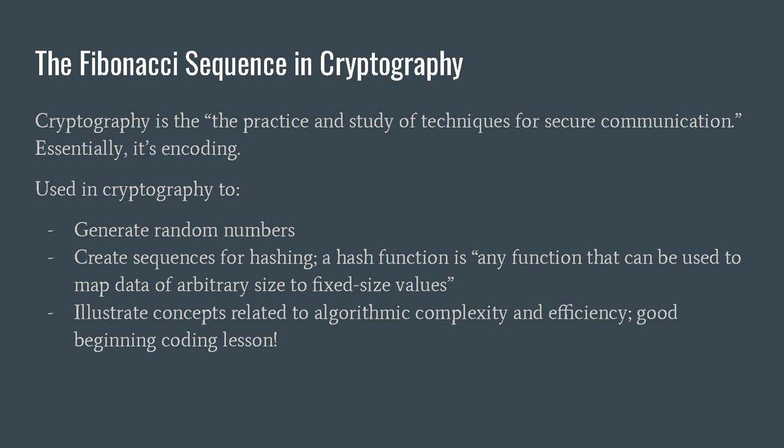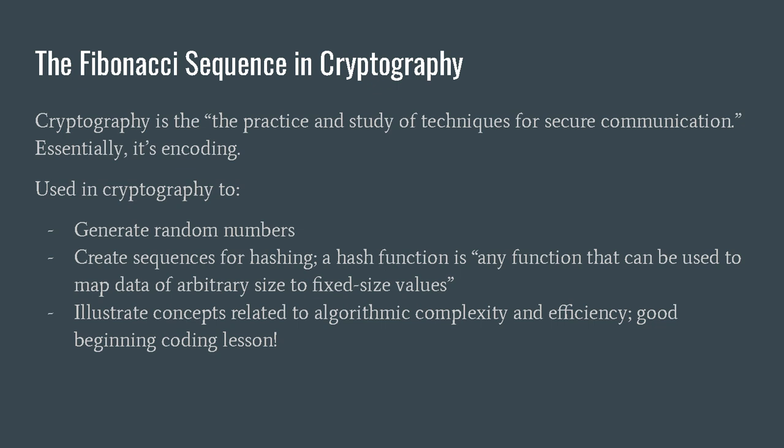All right, and next we're going to talk about our real-life example of the Fibonacci sequence. It's actually heavily used in cryptography, which I thought was really interesting. Cryptography is just the practice and study of techniques for secure communication. So basically, it's just a way of encoding. It's used to generate random numbers. That's because it increases to infinity and quite literally has infinitely many random numbers. Obviously, it skips a few numbers, but it has a lot of random numbers in it.